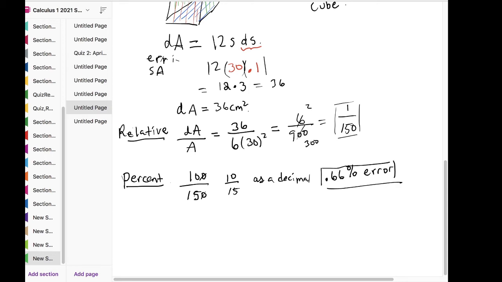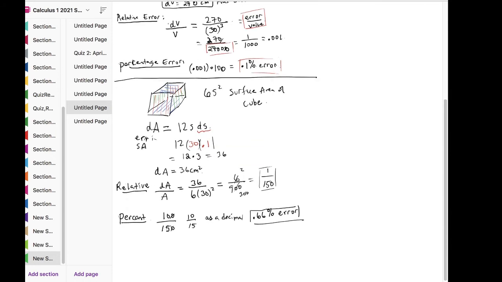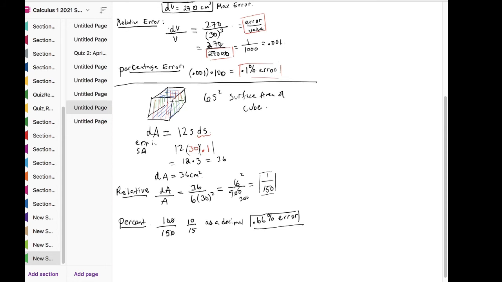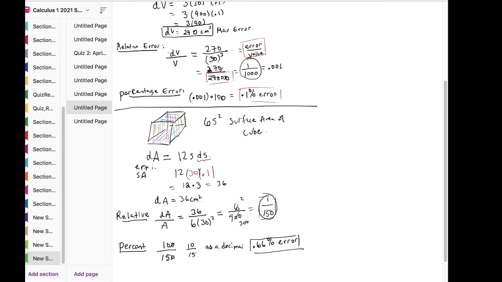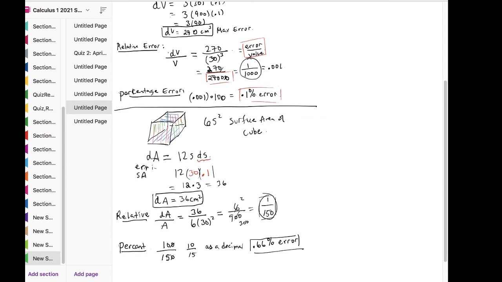So actually it's worse error. The percent error for our volume was 0.1, but the percent error for our surface area was 0.66. So interesting, right? You can see that this is 1 over 1,000, and this is 1 over 150. So our assumption that maybe the surface area was a better measurement because it was smaller was wrong. Relative to the actual surface area, being 36 centimeters off is worse than being 270 centimeters cubed off for the volume. But still good. 0.66 is nice.